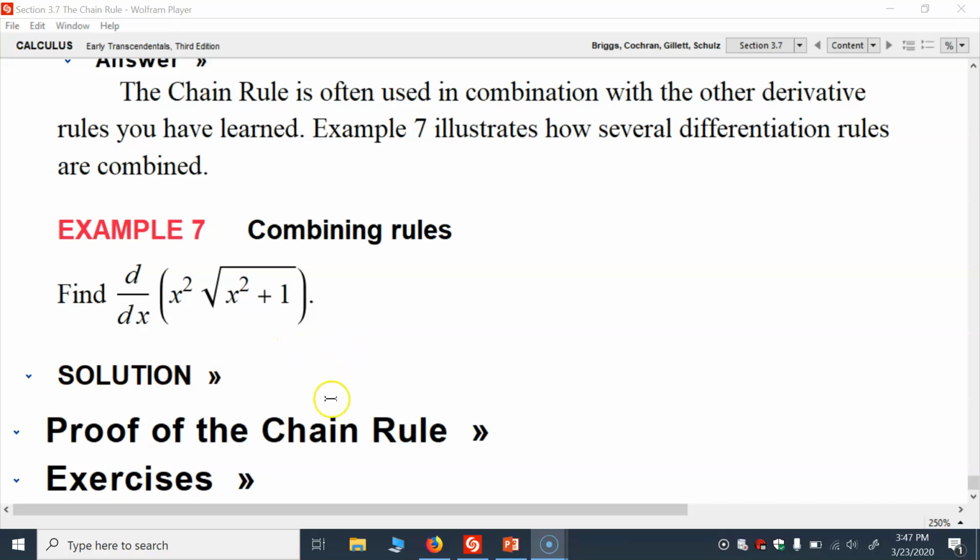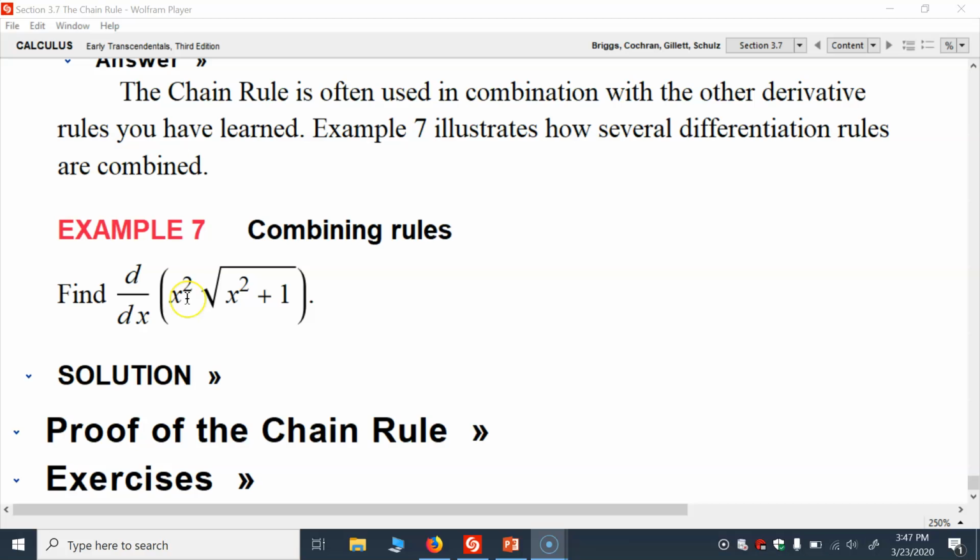What I like to do is just step through example 7. It's a little more complicated example, but it's just good to see how the product rule can work in conjunction with the chain rule. And this is what they talk about as combining rules. So if we take the derivative of x squared times the square root of x squared plus 1, there's really two distinct functions here, right? x squared is one, and then the square root of x squared plus 1 is the other.